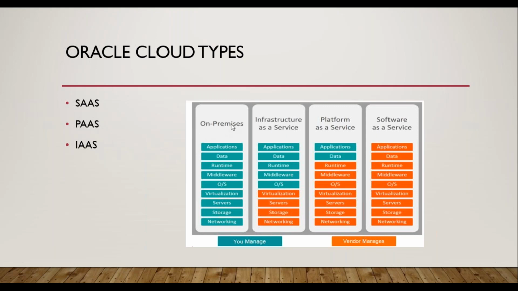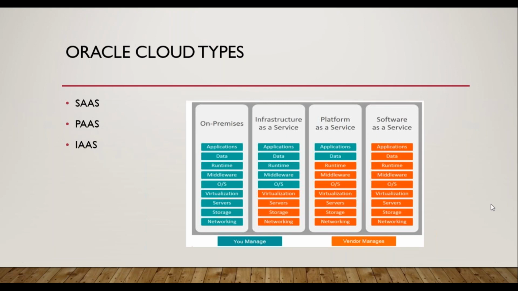Now, on premises, if it is an on-premise application, we maintain the application, the data, the runtime, the middleware, the OS, and the virtualization. Virtualization is something like an operating system that can be used in virtual form, and servers, storage, and networking. For any on-premises application, all these things will be taken care of by the client itself.